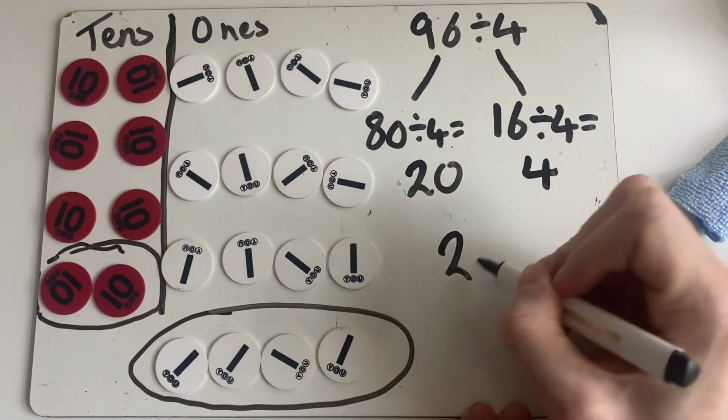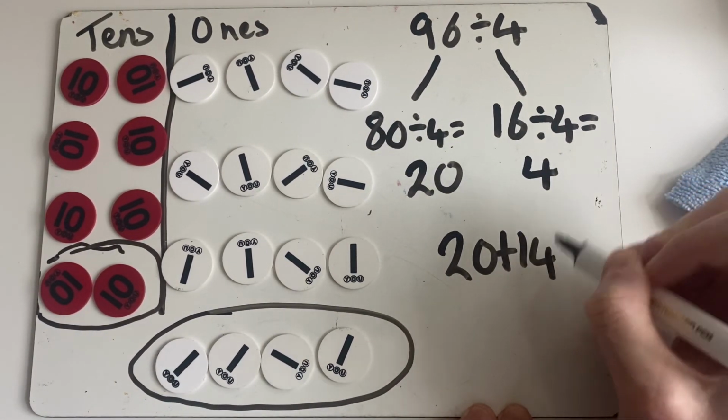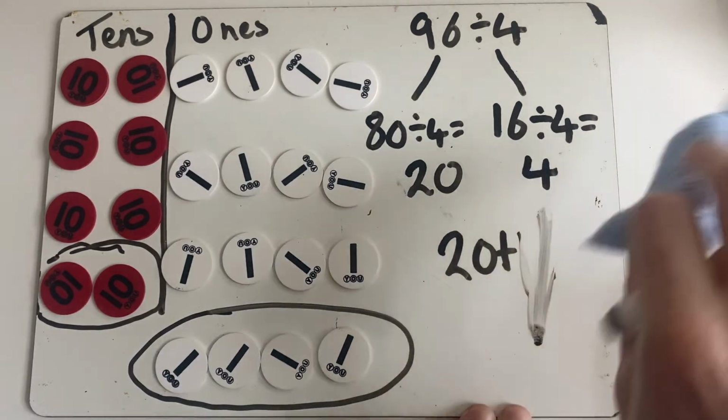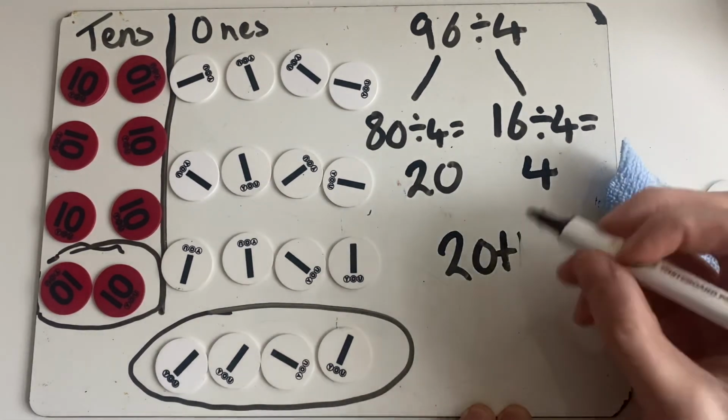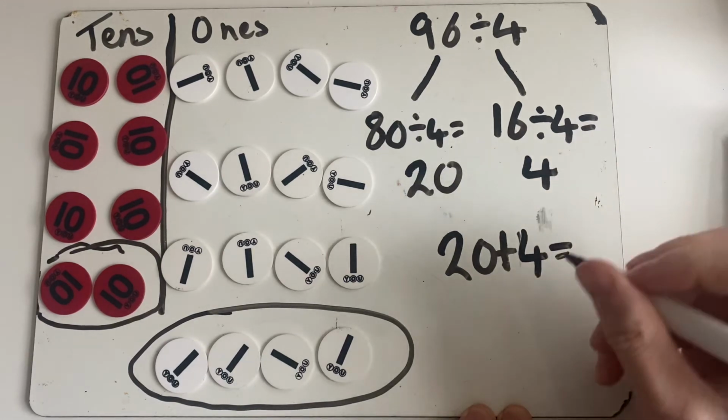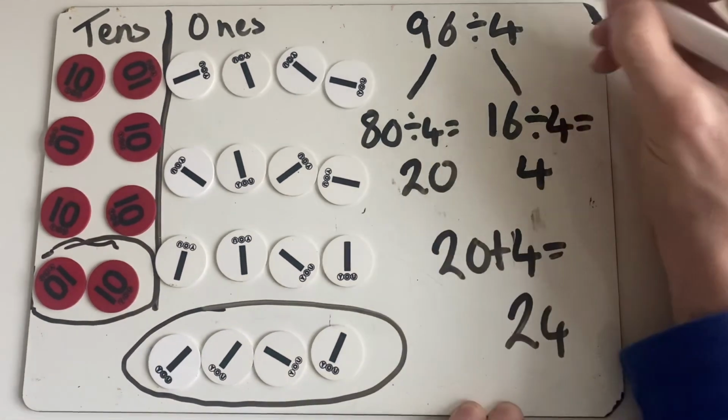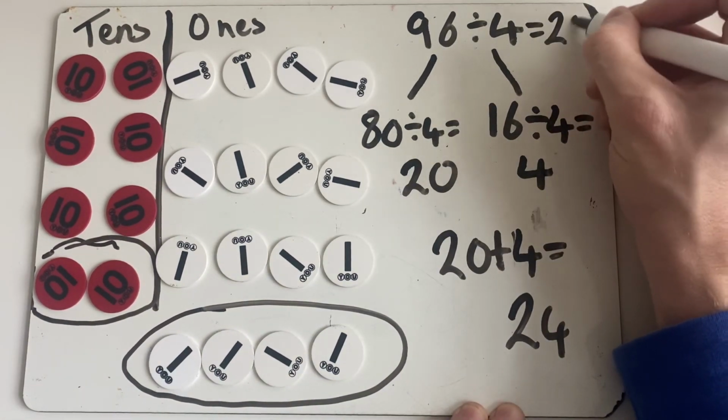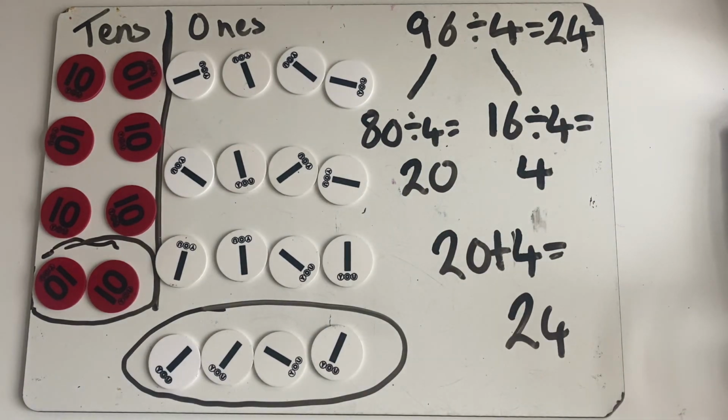We combine these together, so adding them together, I apologise: 20 plus 4 equals 24. So 96 divided by 4 equals 24.